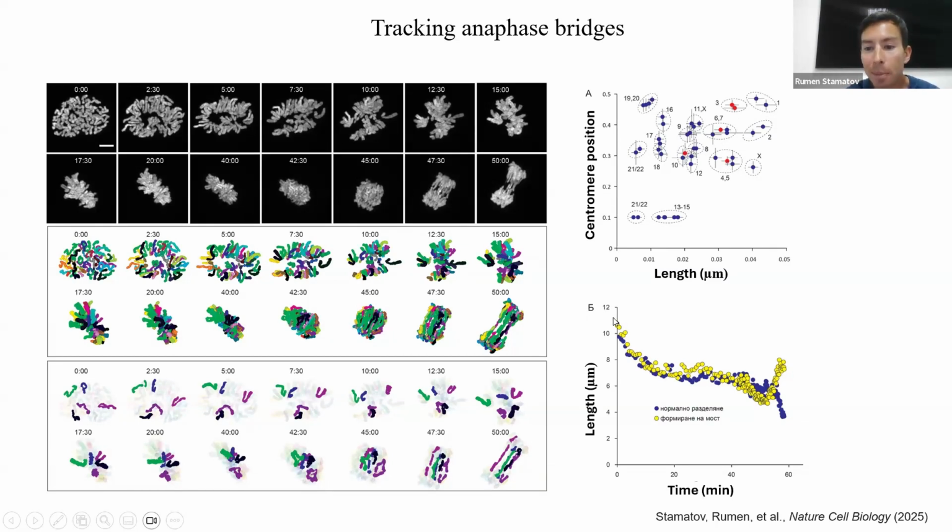And what we did was to compare the length of these chromosomes to a normal chromosome. And as expected, we can see that in anaphase on the bottom right, the yellow curve shows that, again, the chromosome is lengthening. But now this deformation is much, much bigger than the one we observed before during a normal anaphase. So this is more than 1 micron difference.